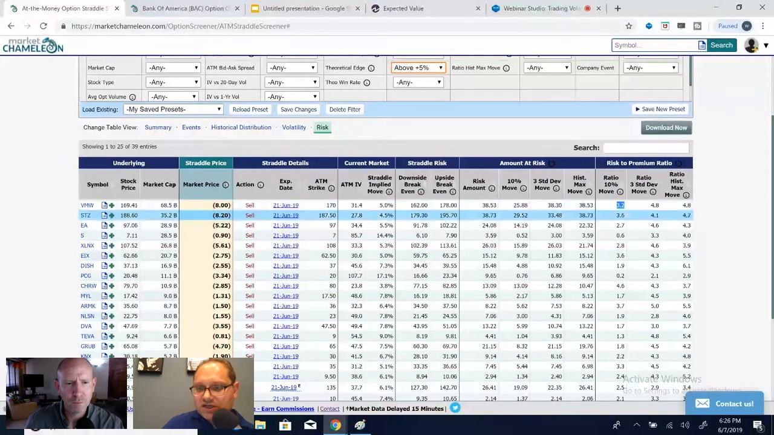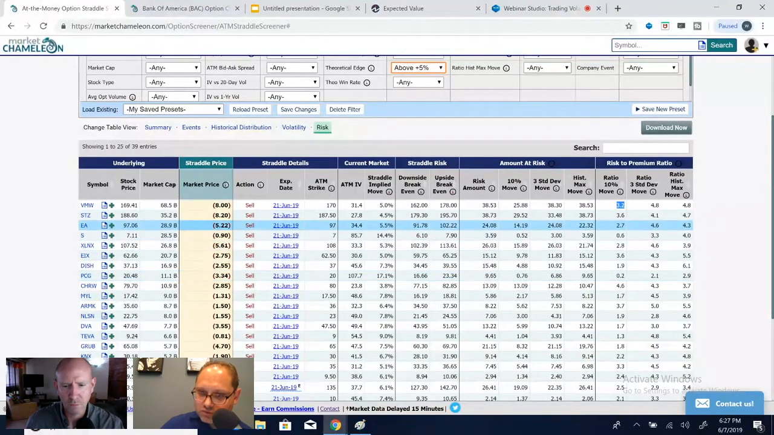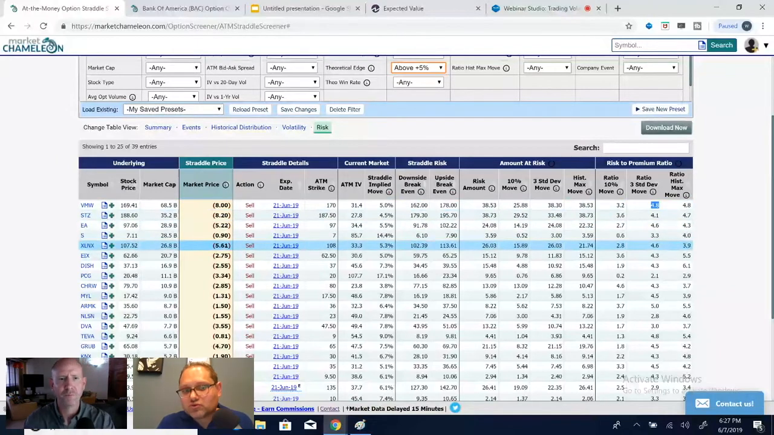Then you want to take a look at another catastrophic risk. What if it moved 3 standard deviations? Remember, these are catastrophic risks, 3 standard deviations, so a 1% chance. Again, you take a look at what my risk is and divide that by the maximum you can make, and you stand to lose almost 5 times as much as you stand to gain.